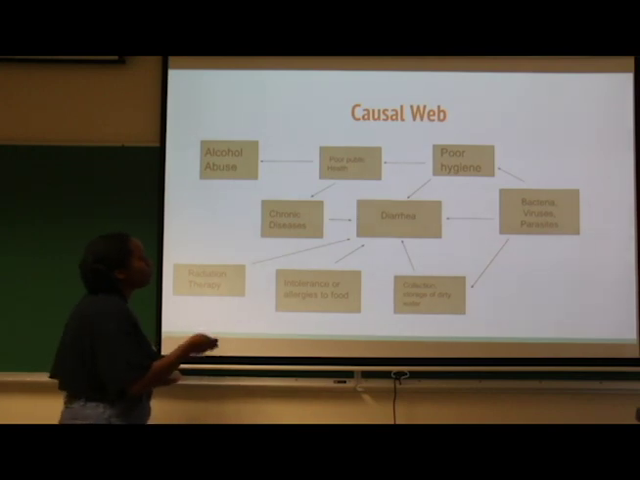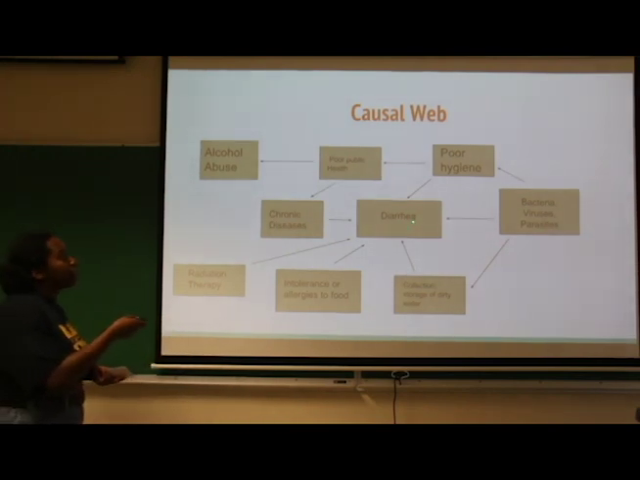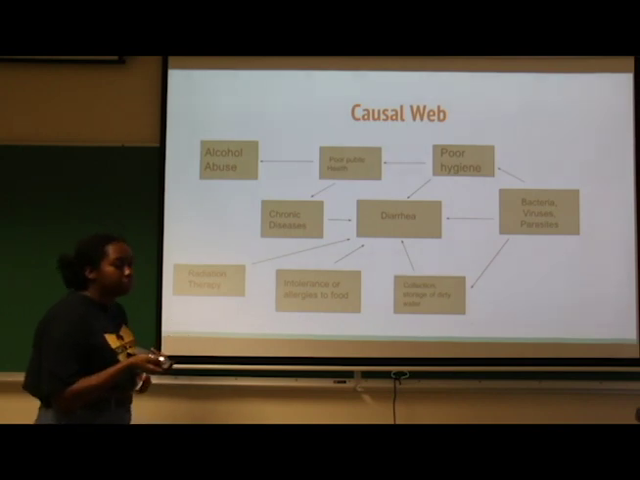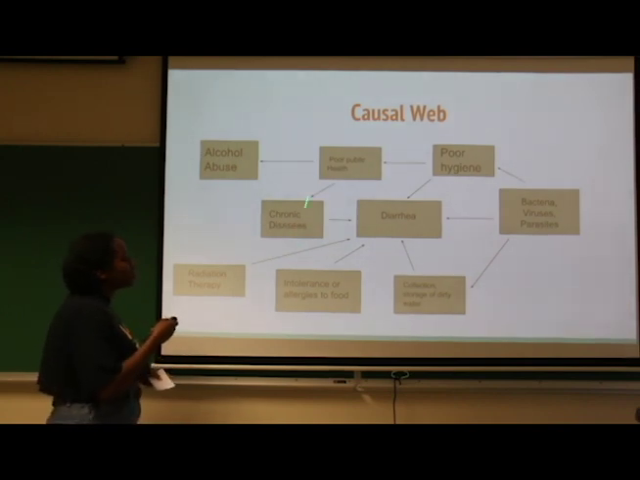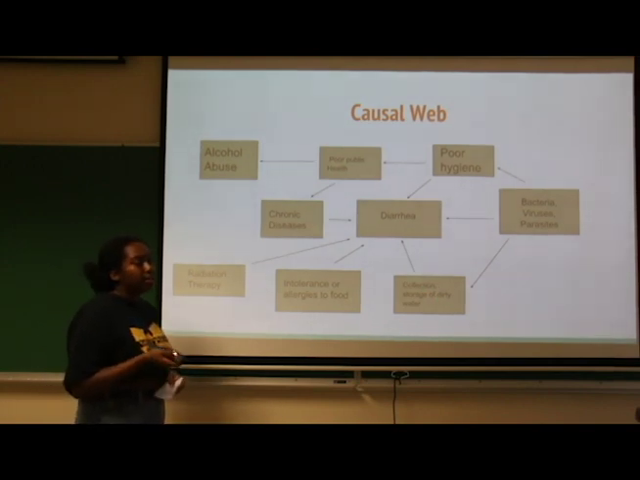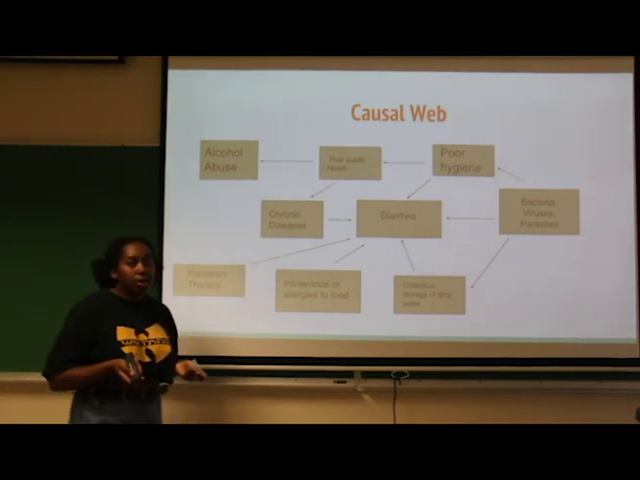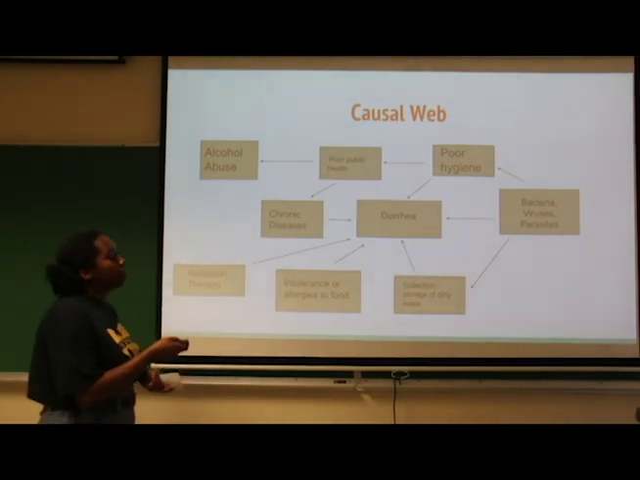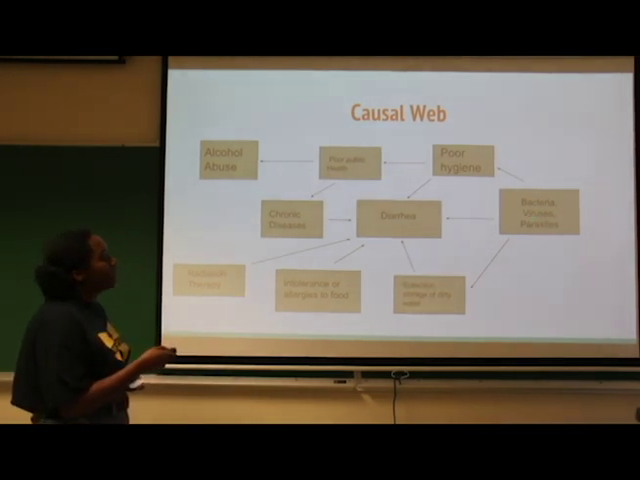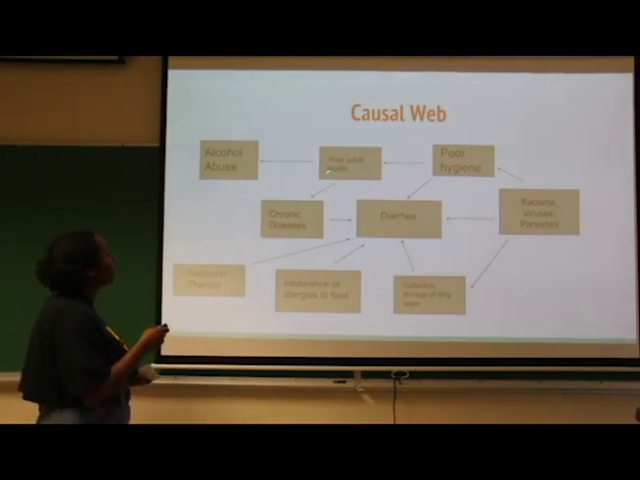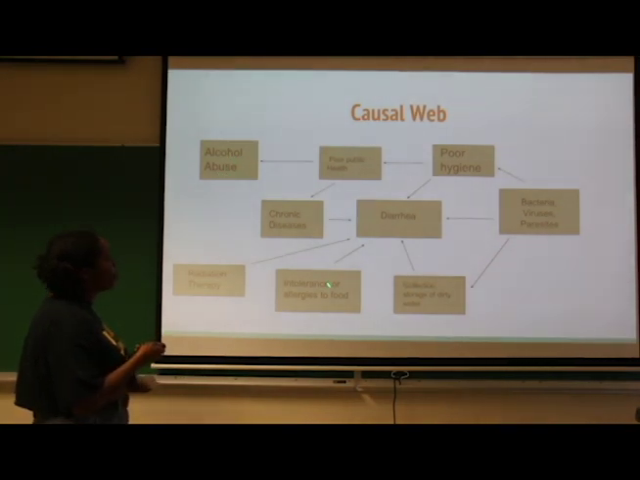Here's a causal web. In the middle, you can see diarrhea. Direct causes of diarrhea include chronic disease, collection and storage of dirty water, which is important in Uganda because they have limited access to clean water, and the way that they store water is also unsanitary. Also bacteria, viruses, and parasites. Other secondary causes could be poor public health, alcohol abuse, intolerance, and allergies to food.